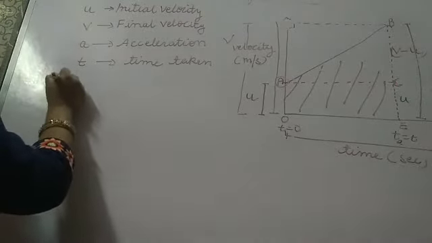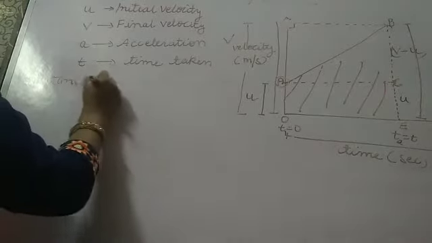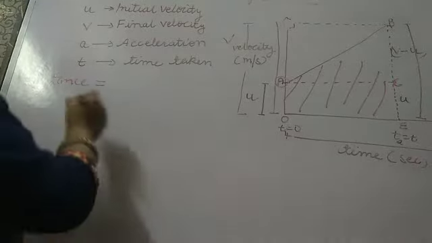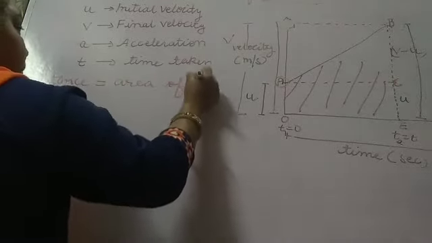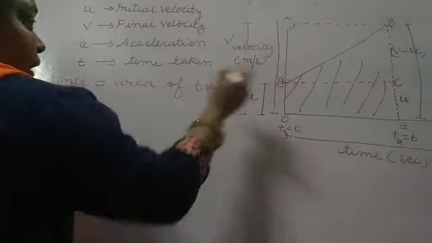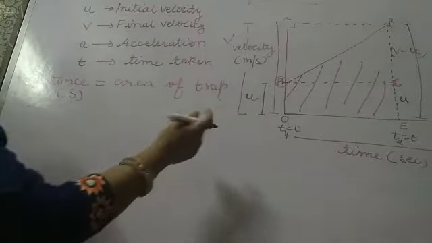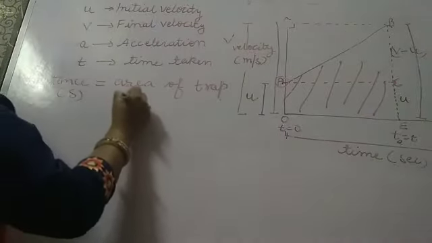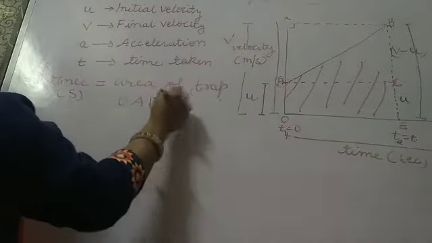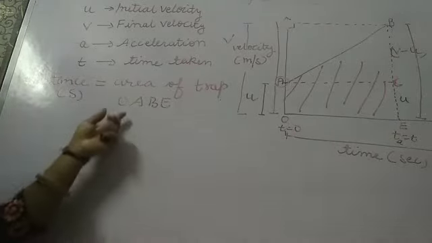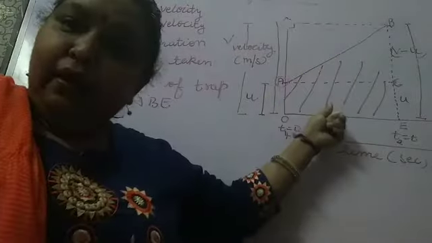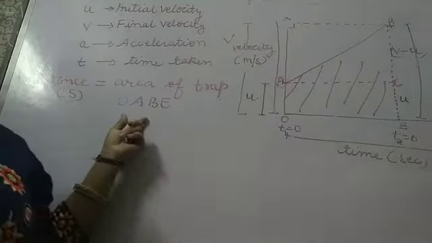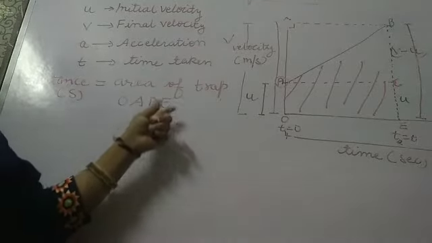If I want to find the distance traveled, how can I write? Distance traveled will be equal to the area of trapezium OABE. In the second equation, we took the rectangle separate and the triangle separate. But here, in the third equation of motion, I am taking the area of the trapezium.